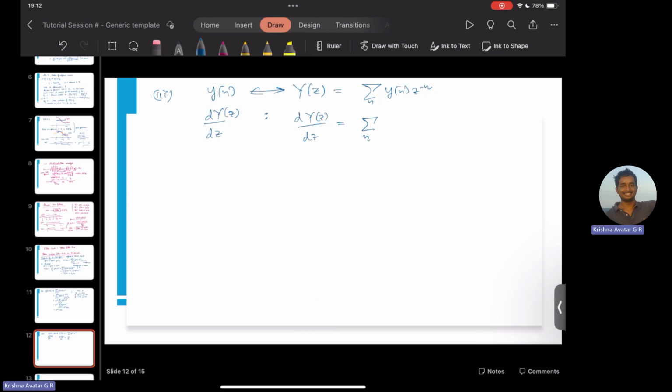And we can bring the differentiation operation inside. So it's like d by dz of z to the power minus n. So this will give us n y of n, and n into minus of n and z to the power minus n minus 1.